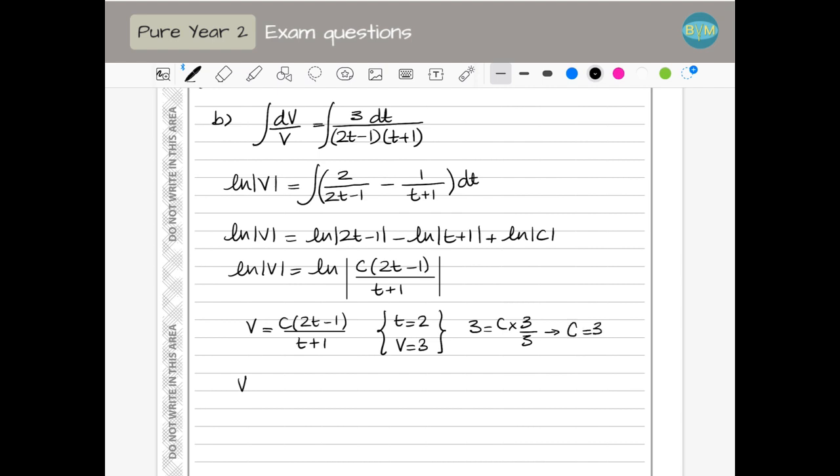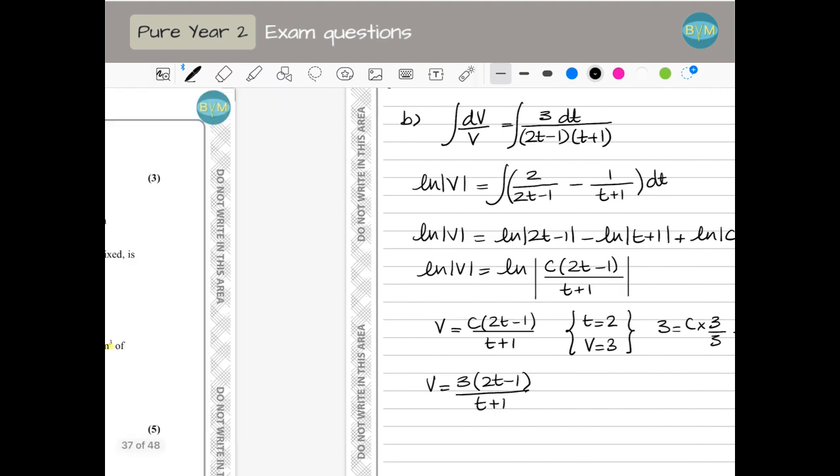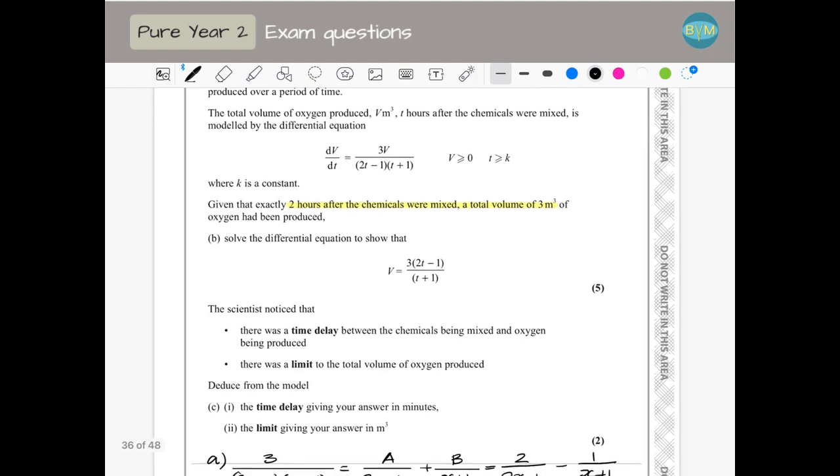Therefore, c is going to be 3. So my expression is going to be precisely what I have to find: 3 times 2t minus 1 divided by t plus 1. So that's the long part.